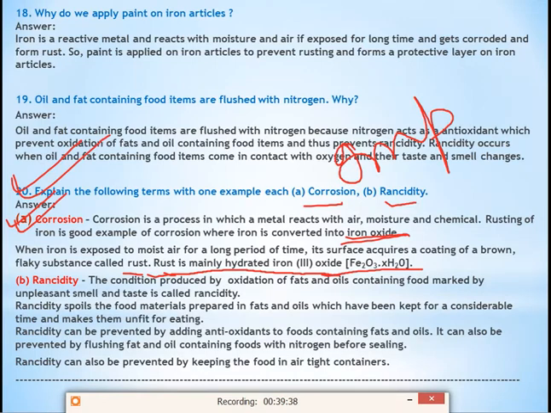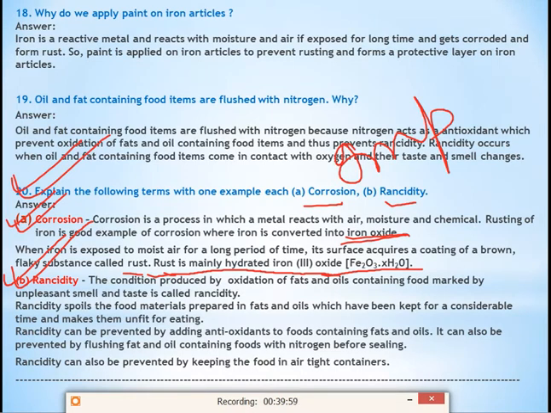There are many methods of preventing corrosion. Some of the methods are oiling, painting, greasing and galvanization. These are all the methods by which we can prevent corrosion. The next question is, what is rancidity? The condition produced by oxidation of fat and oil containing food, marked by unpleasant taste and smell, is called rancidity.